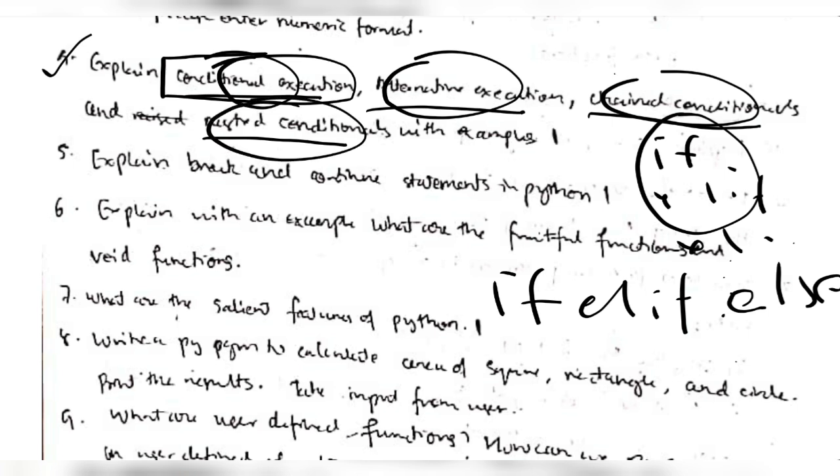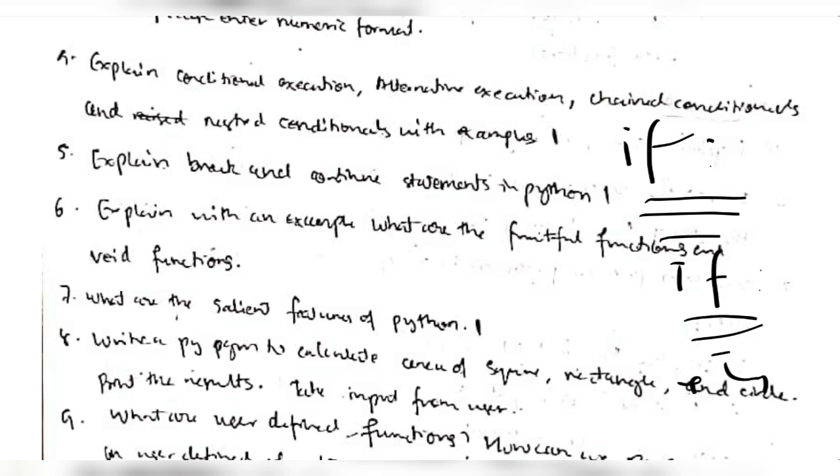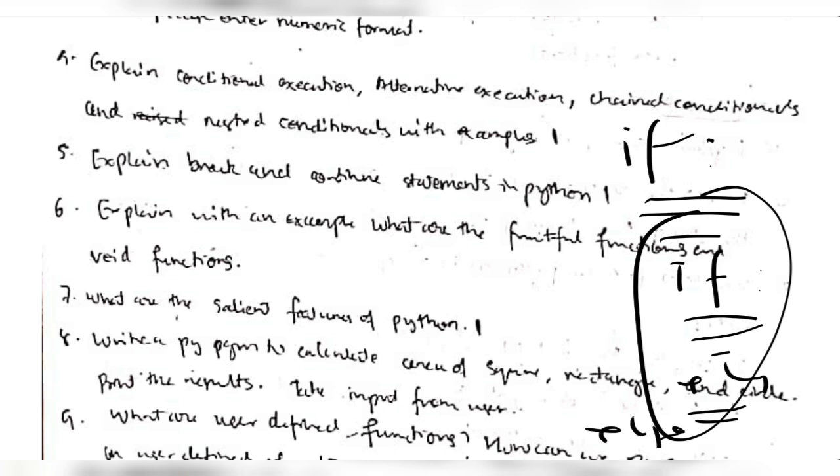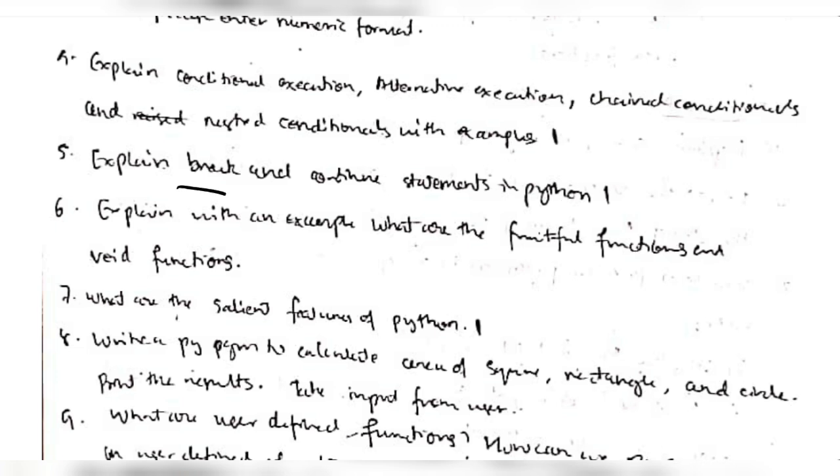And the last one, which is nested conditional, means if I write the statements like this, an if here, and inside that also I have an if and else, and then coming outside, an else for the outer one, okay, that is a nested conditional. You can take up any example. And break and continue we had discussed in the topics, and the same thing about functions also we had discussed. And what are the salient features?